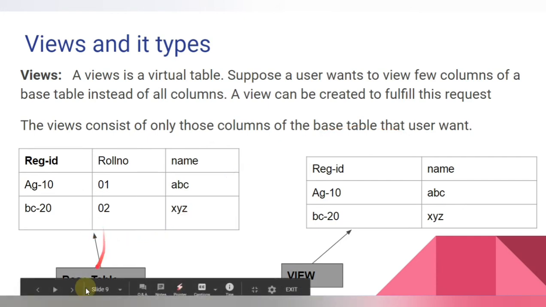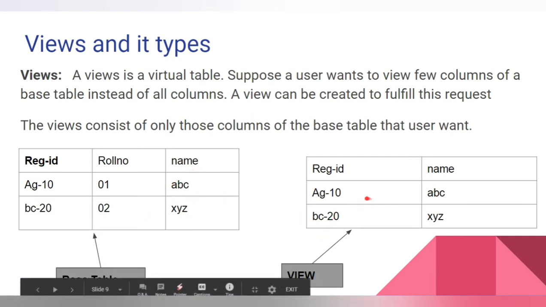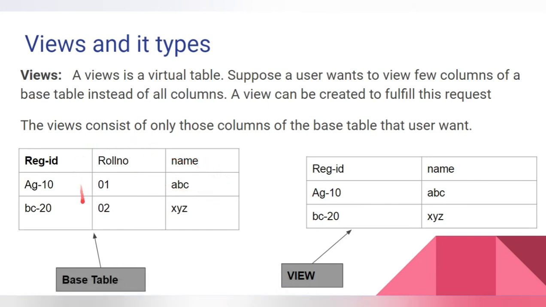For example, I have a base table here, the base table that is created by the user. I have the registration ID, roll number and name in the base table, and I have another table, the view. If I want to view the registration ID and name from this table, and I don't want to see the roll number, then with the help of a view, I can just see the registration number and the name. That is called the view. It contains two columns and the original table contains three columns. That is why we specify the user request.